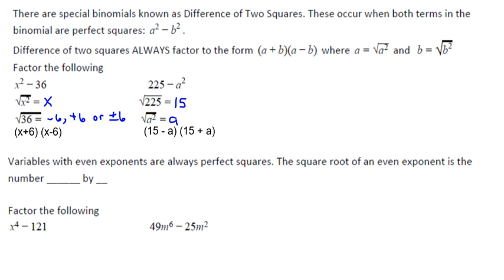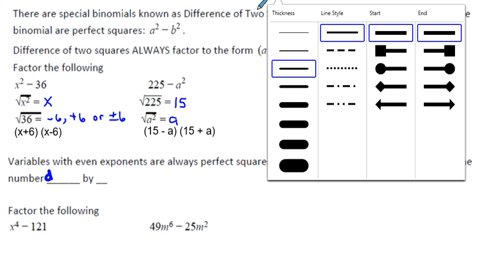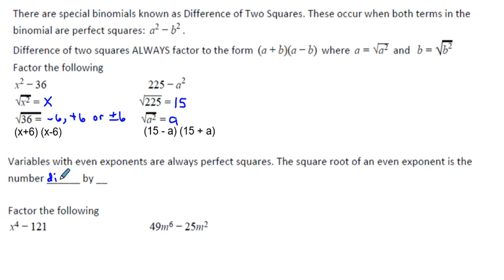Now, we will run into some difference of perfect squares where our exponent is not a 2. But as long as our variable is an even number exponent, as we can see here in our notes, it's always going to be a perfect square. What we want to do is take that exponent and divide it by 2, and that is the square root of it.